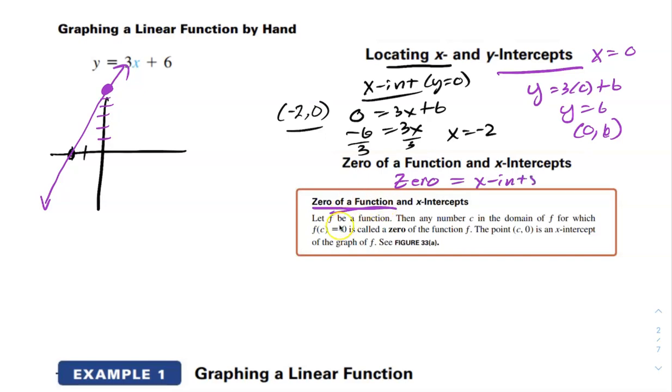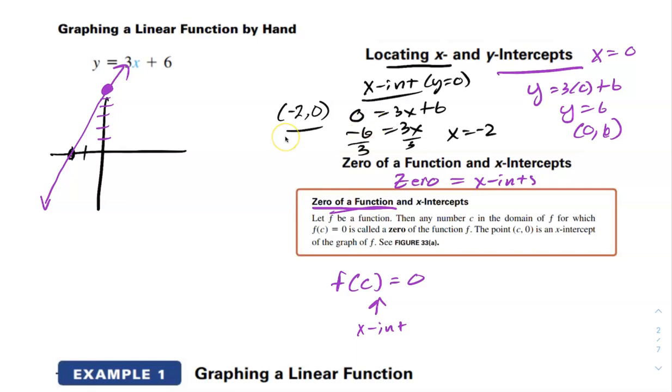As you see here, the zero is what makes the function equal 0. When you plug something into a function, what value of x makes it 0? Well, that's the exact same thing as an x-intercept. Right, because in an x-intercept, we want y to be 0. So if I ask you to find the zero of the function, I'm just asking you to find the x-intercept. I want you to make the equation equal 0.